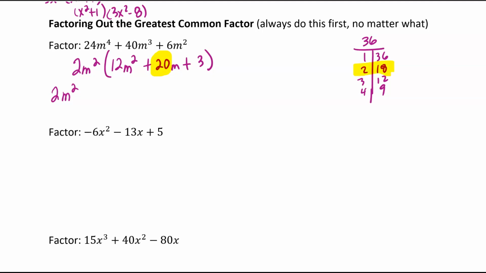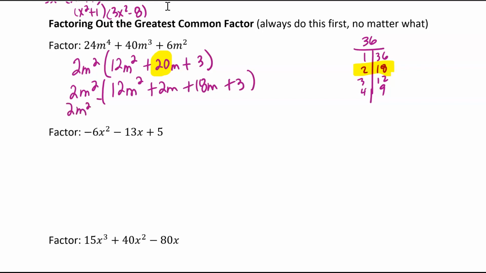So when we rewrite this problem, we could write it as 2m squared times 12m squared. We're about to expand this to 4 terms, so we have plus 2m plus 18m plus 3. And now we're going to factor by grouping. So I'm going to go to a bracket now. Notice we can take out a 2m here, and that's 6m plus 1. And over here we can take out a 3, and that's 6m plus 1.